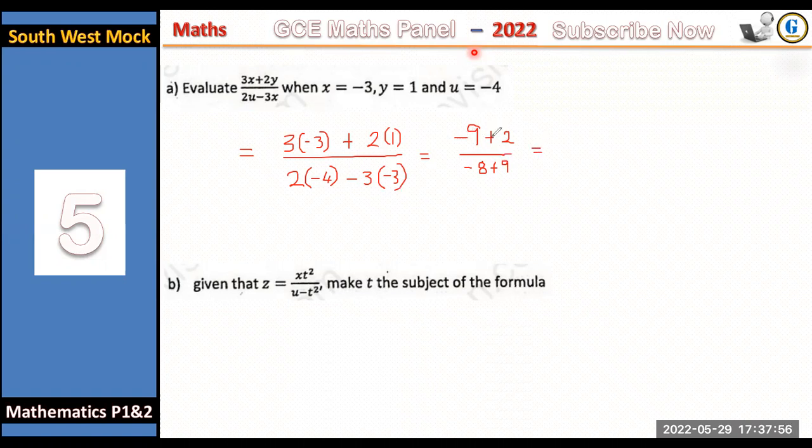So this gives us -9 plus 2 is -7. And -8 plus 9 is like 9 minus 8, which is 1. So this gives us -7.